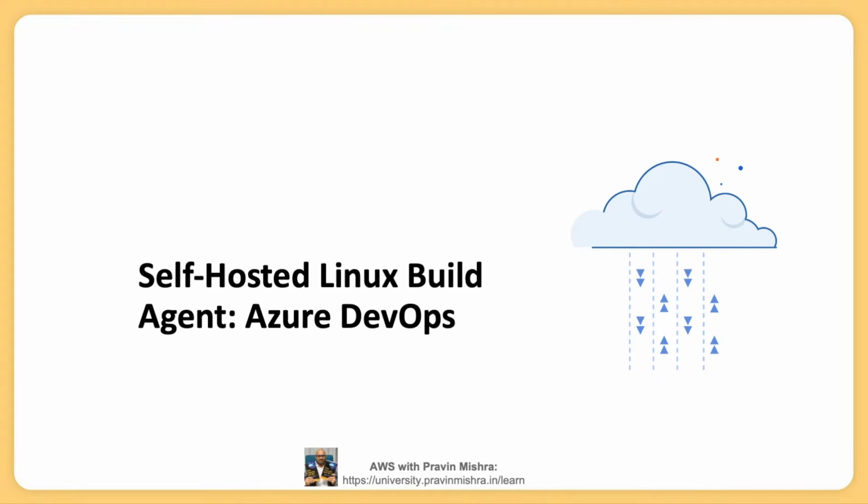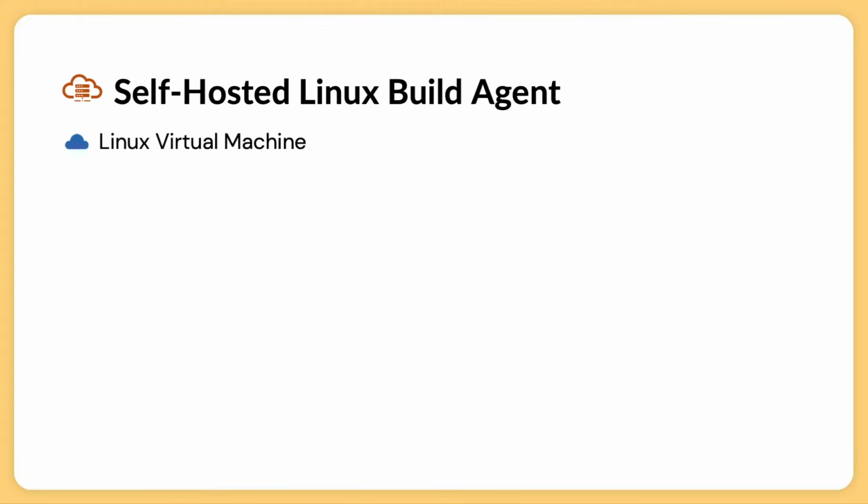In this session, we are going to deploy and configure a self-hosted Linux build agent for Azure DevOps. Let's start with the prerequisites. First, we need a Linux virtual machine. As this is a Linux build agent, we need a Linux virtual machine where Azure DevOps will build our application.